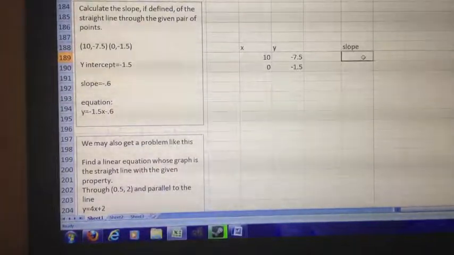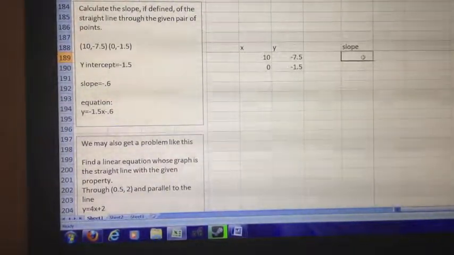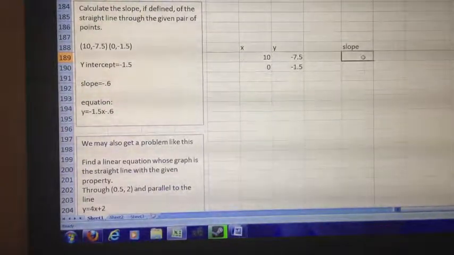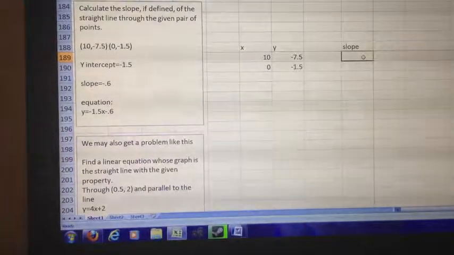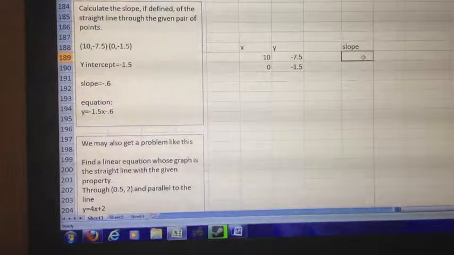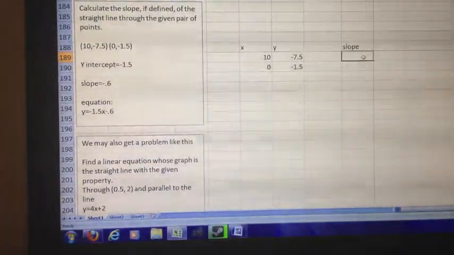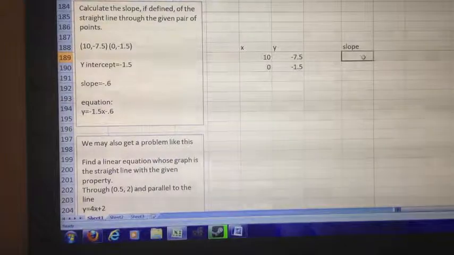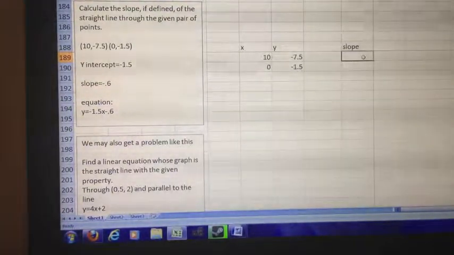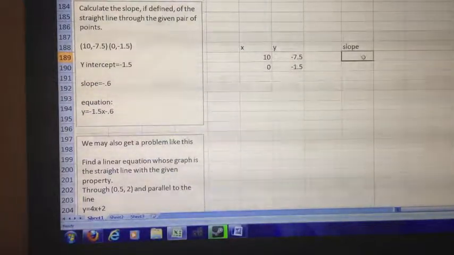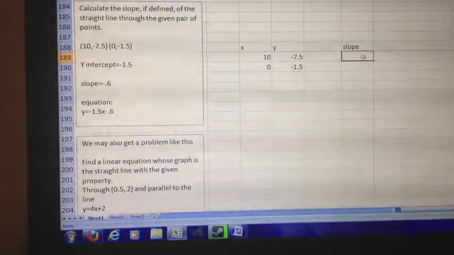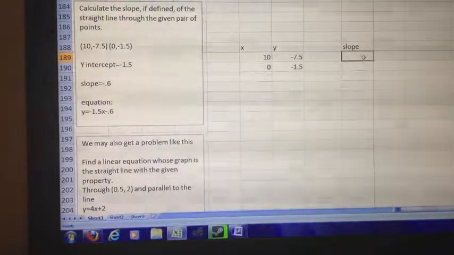We may also come across a problem like this. Calculate the slope, if defined, of the straight line through the given pair of points. So we have the points 10 and -7.5, and we have 0 and -1.5. So first we have to find the y-intercept, and to do that we look for the pair where x is equal to 0. So we find that when x is equal to 0, y is -1.5, which makes the y-intercept -1.5. We then look for the slope.